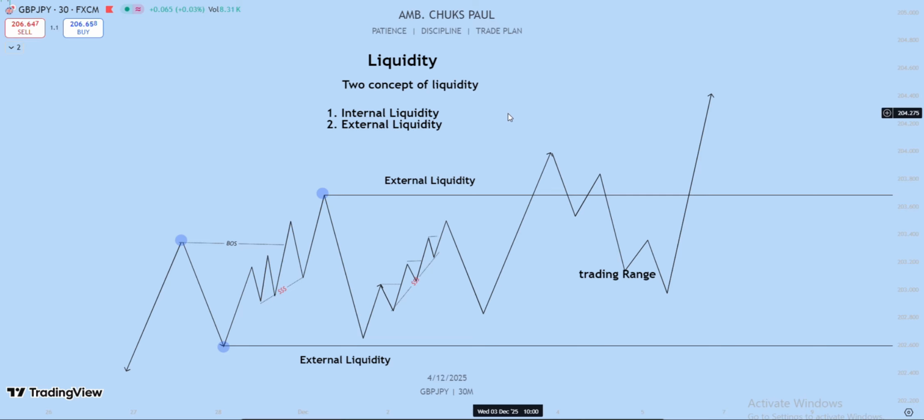So let's quickly get to the chart so that I can show you the external and internal liquidity concept on the chart. All right.